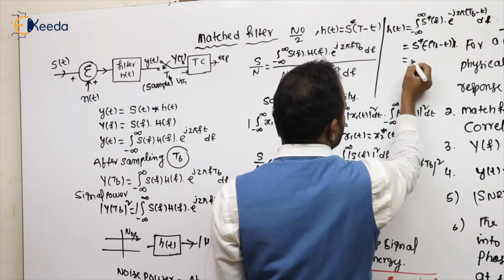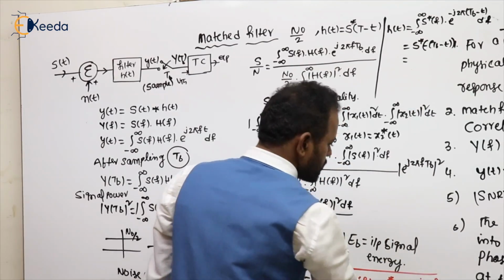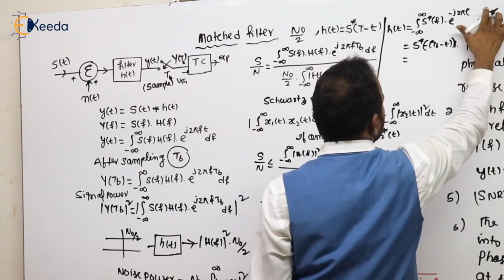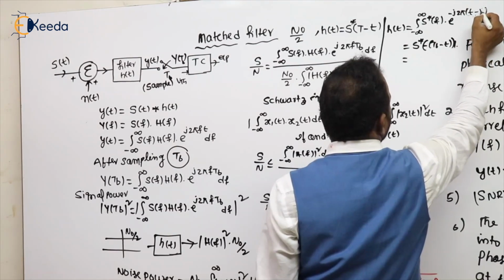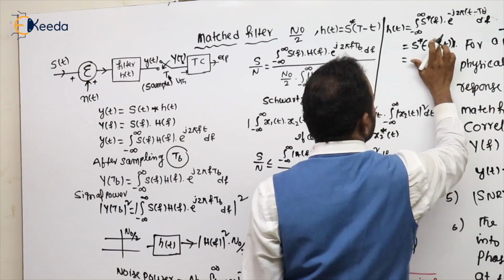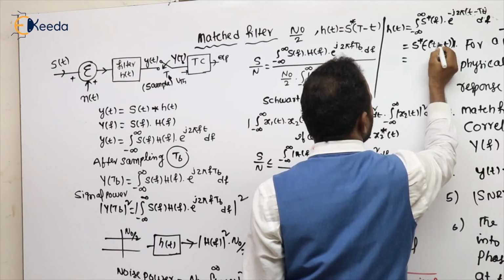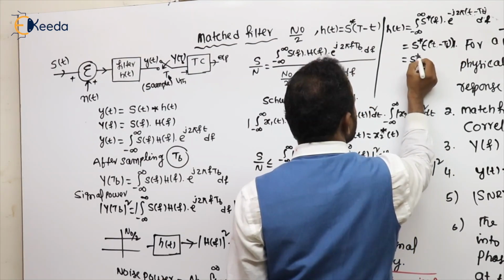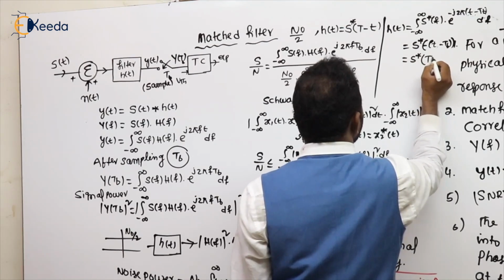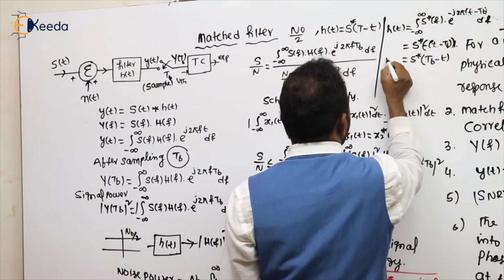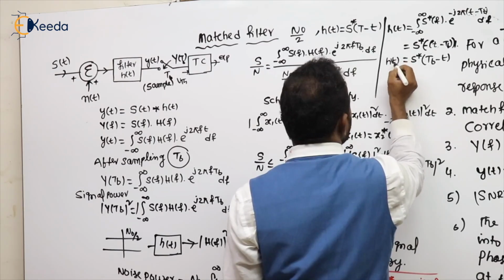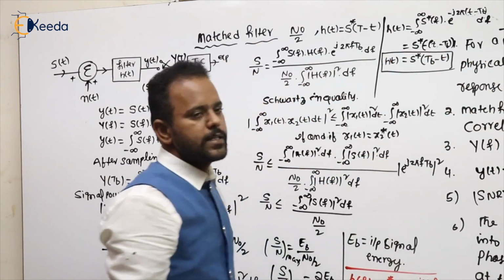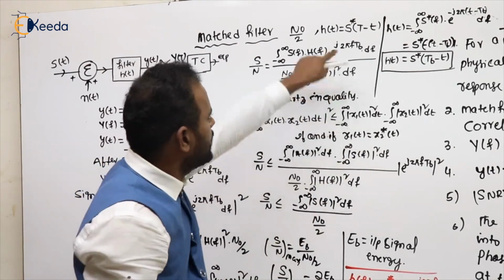That is nothing but, sorry, minus is TB, so t minus TB, t minus TB, then this is also t minus, this is nothing but TB. So finally this is s conjugate of minus applied TB minus t. So what is the impulse response we got? Impulse response is h of t equal to s conjugate of TB minus t.